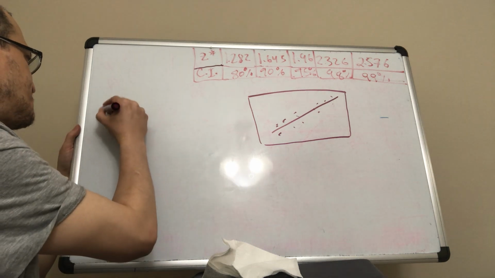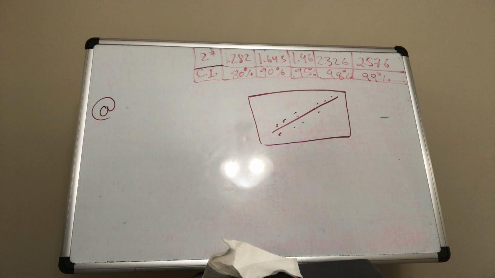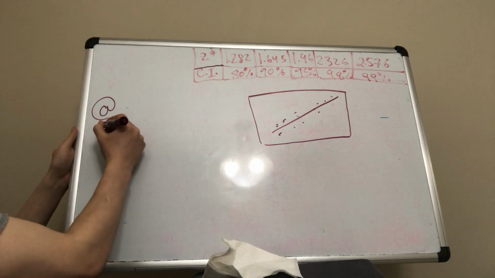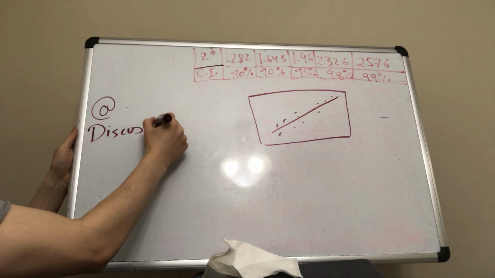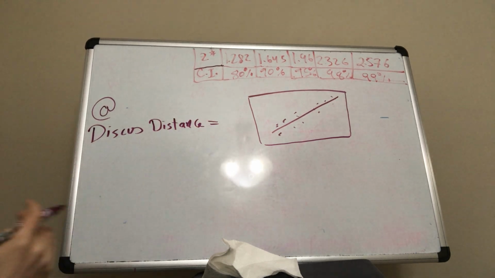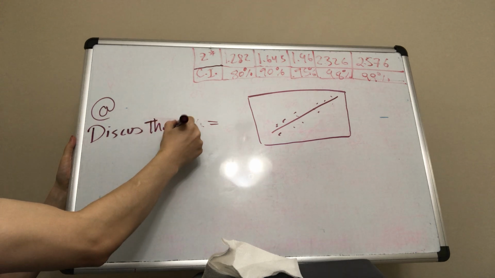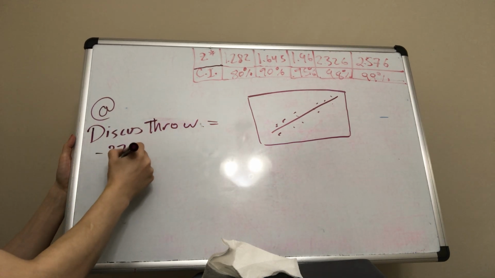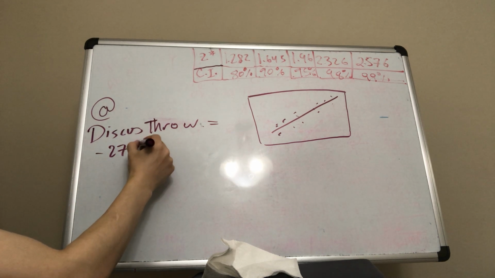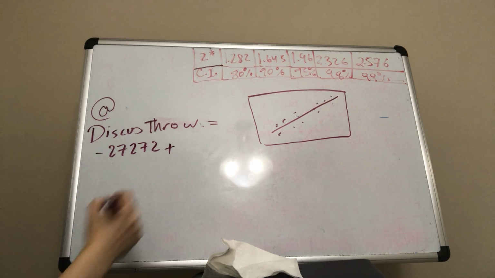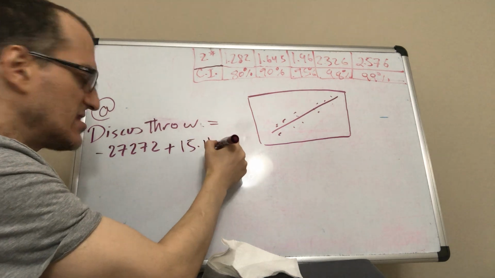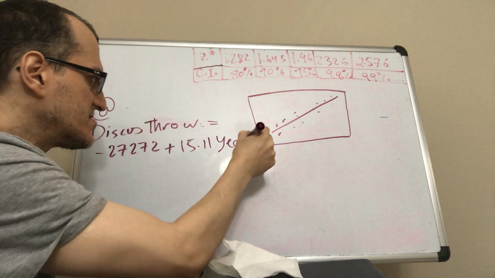Question A. Calculate the predicted distance for observation D. Right after the table, in the Minitab output, you see the regression equation. The regression equation is the discus throw equals, the first number is minus 27272, and 15.11 here. This is the equation.